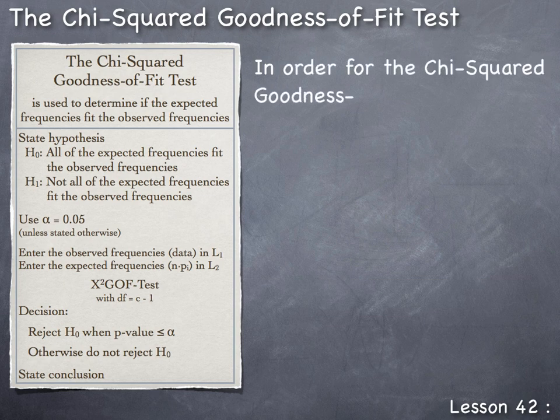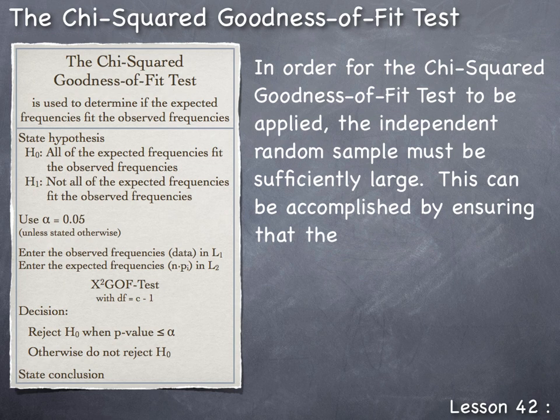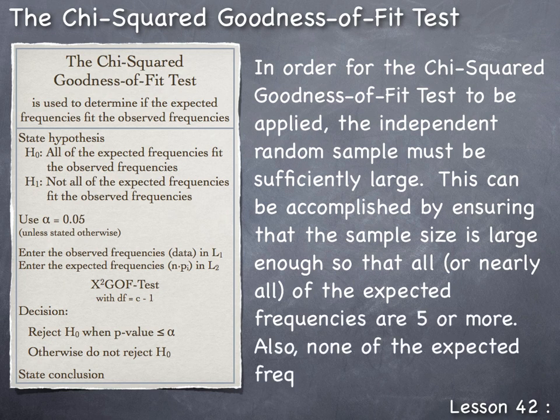In order for the chi-squared goodness of fit test to be applied, the independent random sample must be sufficiently large. This can be accomplished by ensuring that the sample size is large enough so that all, or nearly all, of the expected frequencies are 5 or more. Also, none of the expected frequencies should equal 0. In that case, the chi-squared test statistic would be undefined.